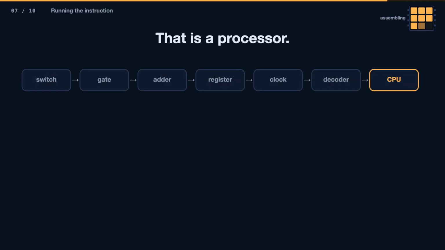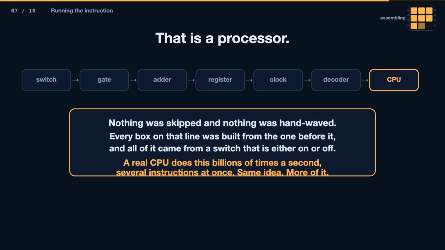Look at the chain. Switch, gate, adder, register, clock, decoder, processor. Nothing was skipped and nothing was hand-waved. Every box was built out of the one before it, and all of it came from a switch that is either on or off.